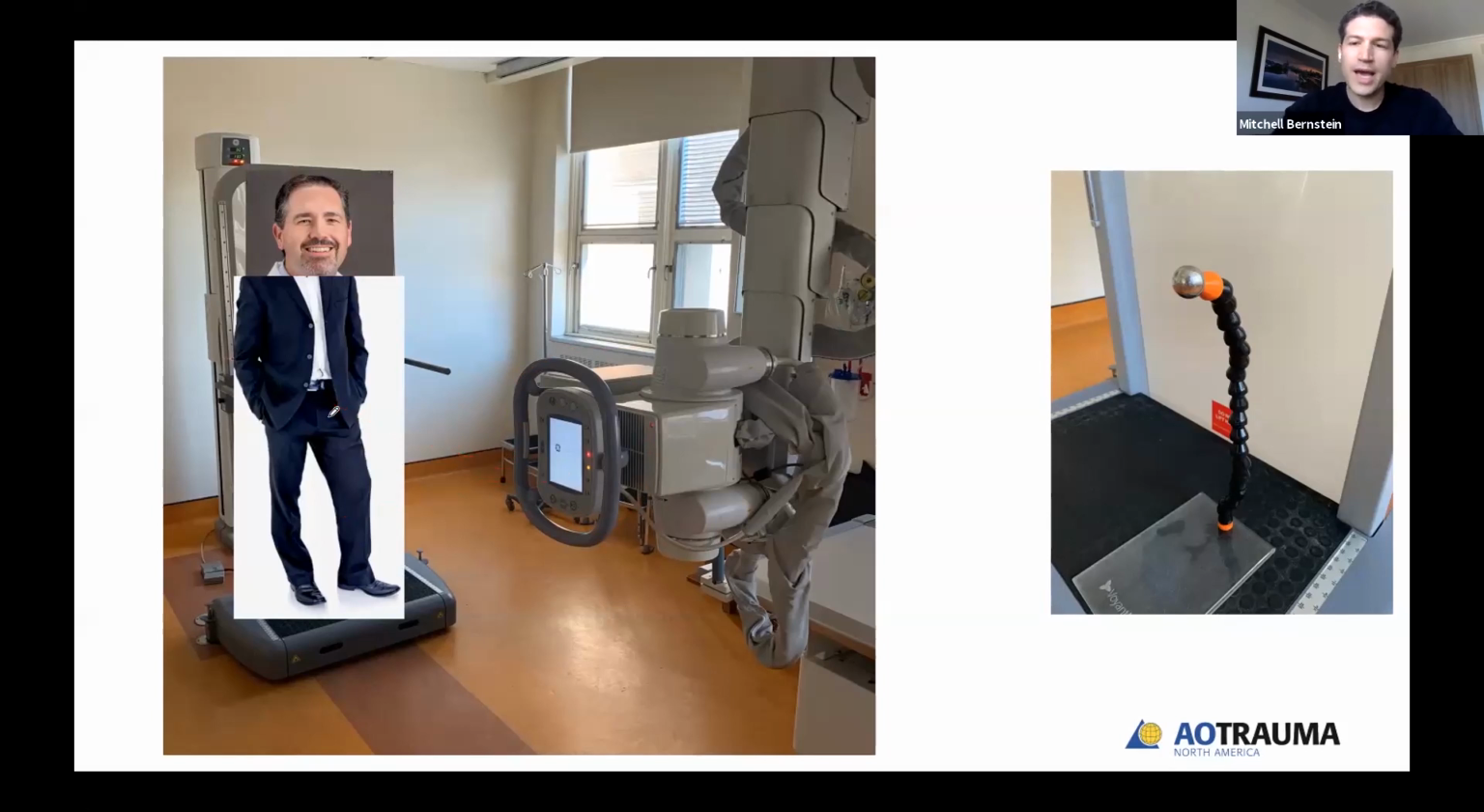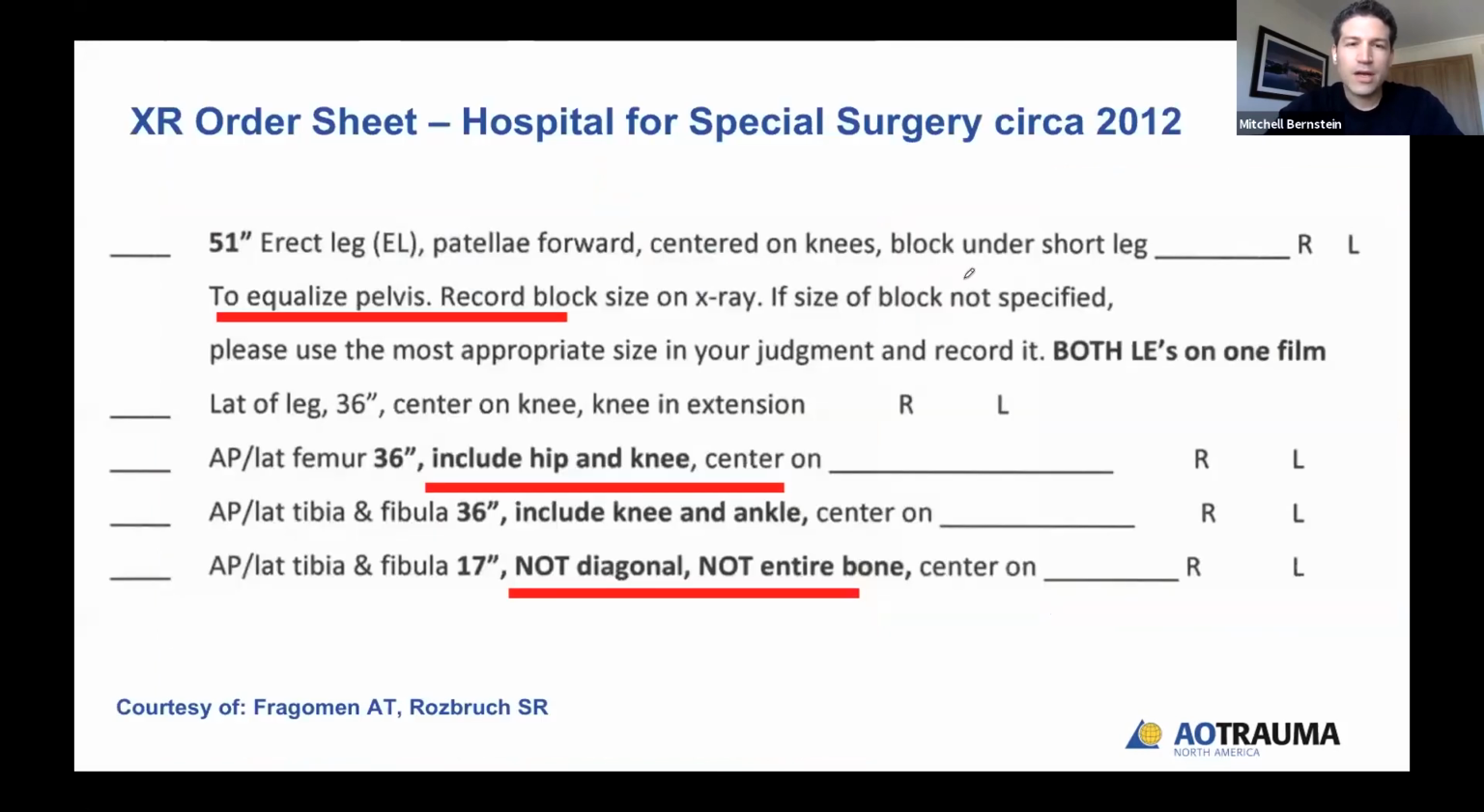It's very important to calibrate the images. So on the right, that's a calibration marker, 1 inch or 25.4 millimeters. This is an order sheet I took when I was a fellow in New York back in 2012, but it really is critical for ordering images.